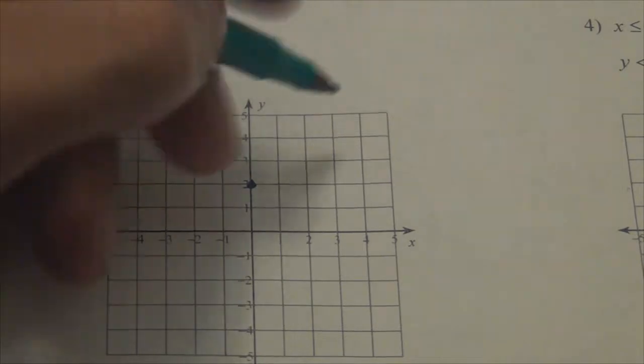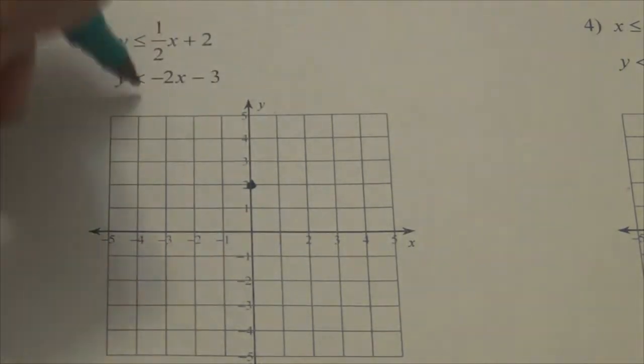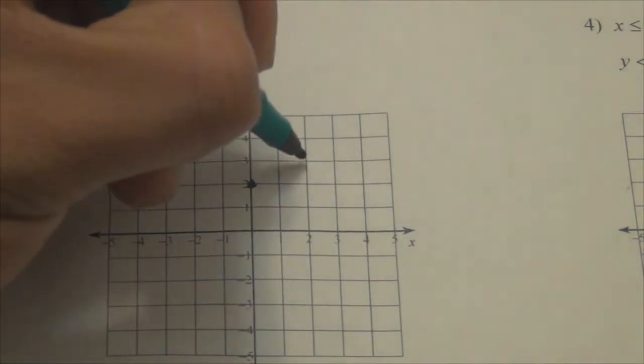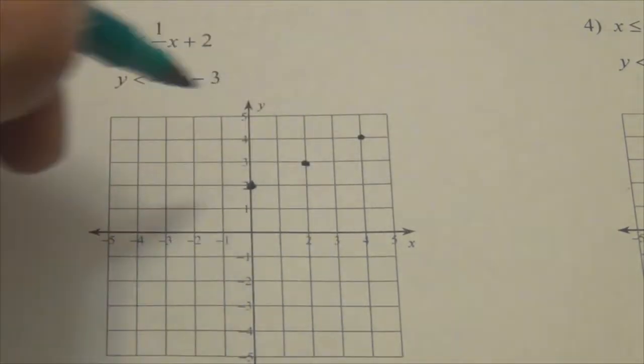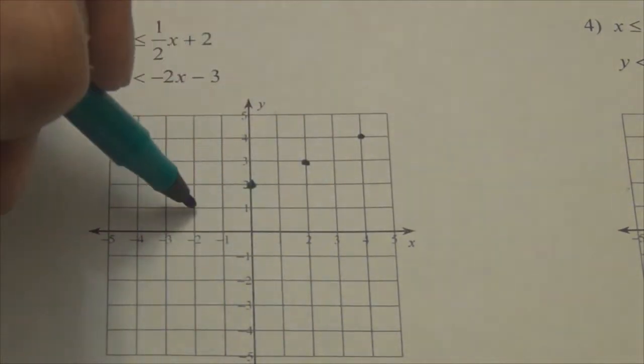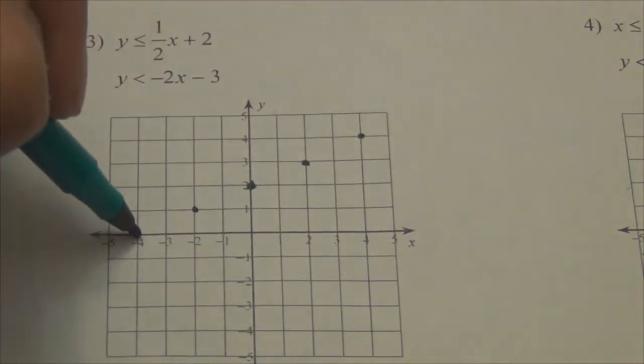It's positive, so it's gonna go up 1 and 2 to the right. Up 1 and 2 to the right. Or down 1 and 2 to the left.